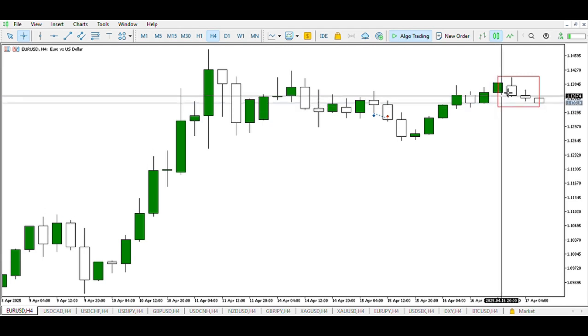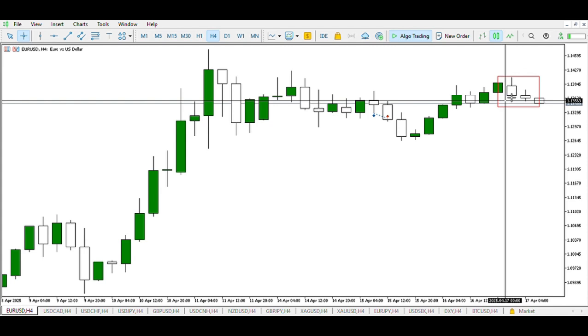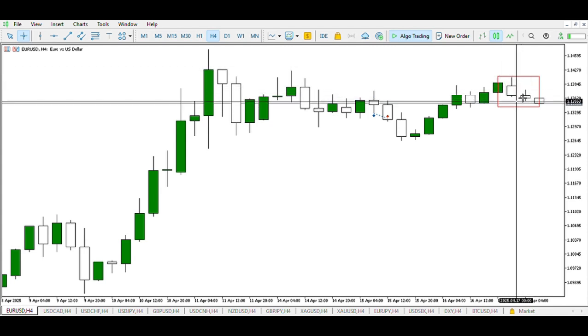On Euro USD, at the opening of the Asian session, you can see that the sellers put in pressure. However, they failed to break the low of yesterday. And in the second half, you can see the sellers pushing price further down. Following from this, we are going to expect a sell to buy.